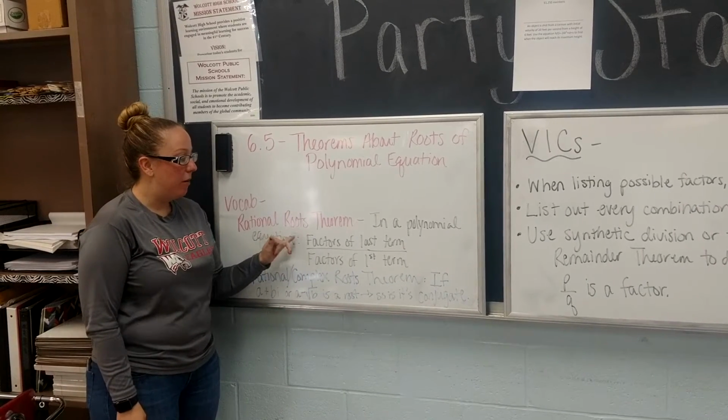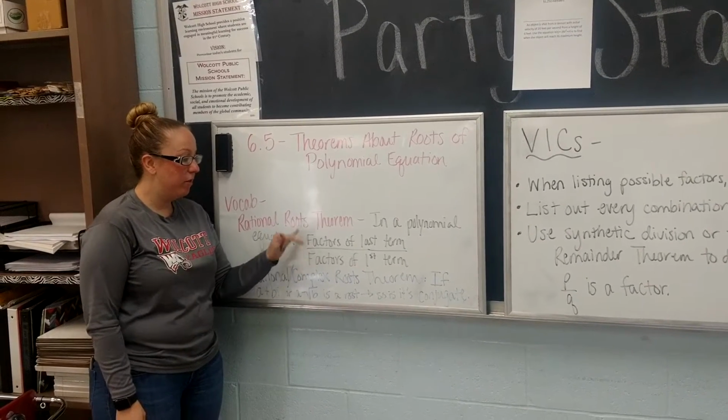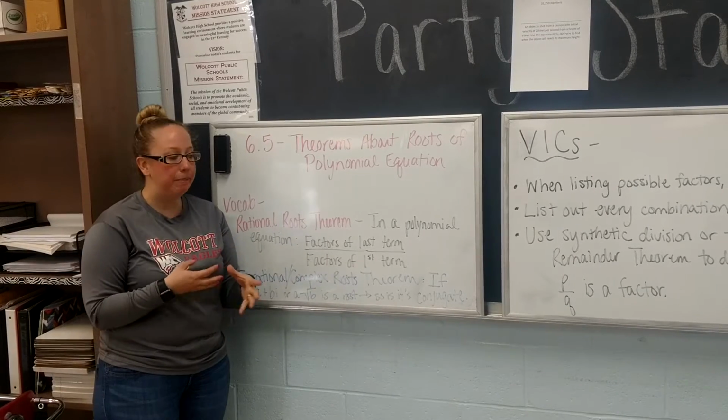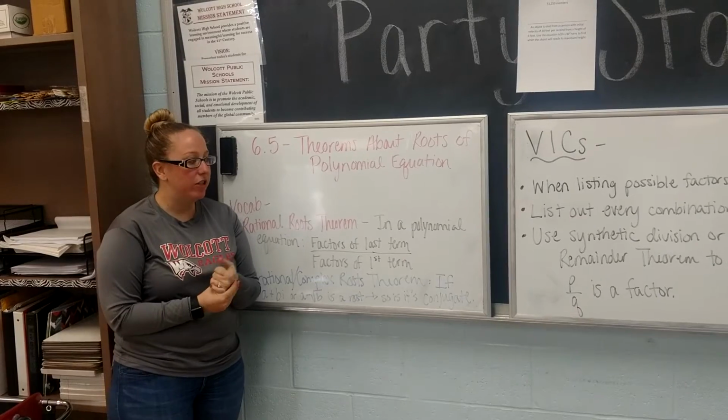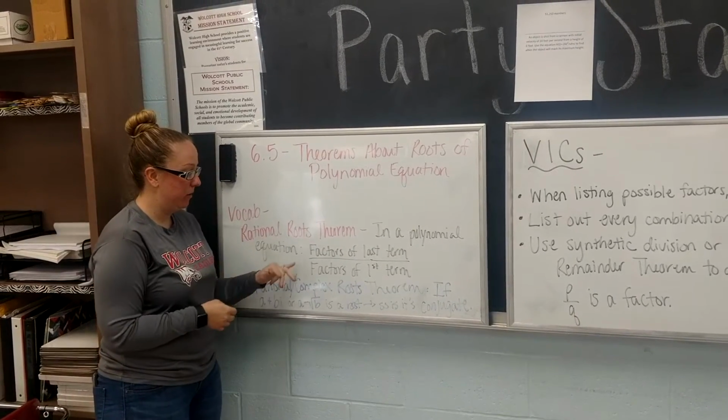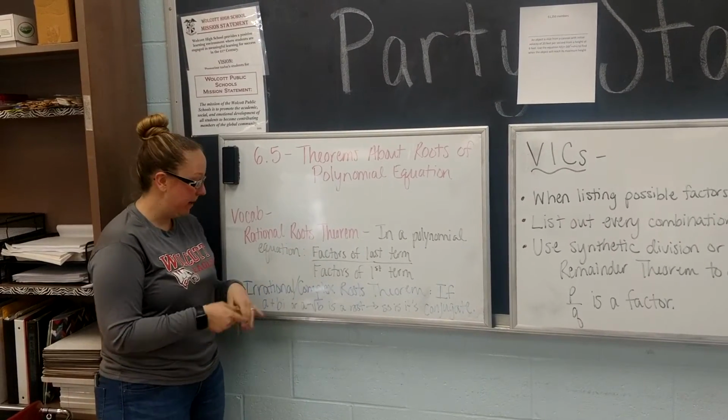So we're going to list out all the factors of the last term and over the factors of the first term and divide them. And then we're going to use synthetic division to figure out which zeros there are. But those are on your VIC, so we'll talk a little bit more about what this means later.